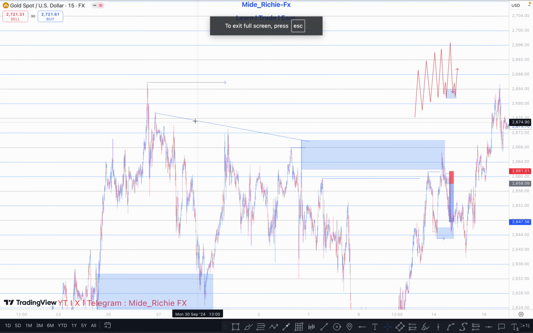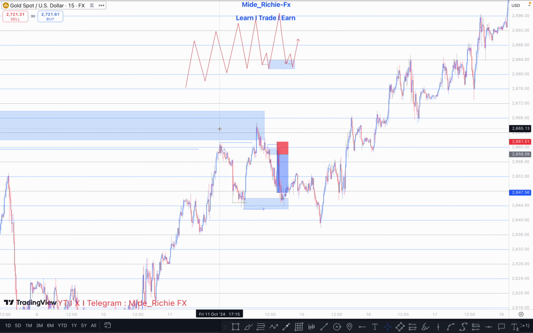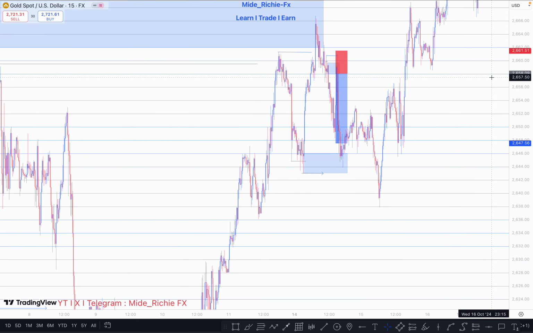So I see the trend liquidity right here, and I'm very sure that the market will take out the trend liquidity, which relates to the market expecting this particular supply. And if we're targeting this trend liquidity, the market will definitely be requesting a new high. So how do I react to that?